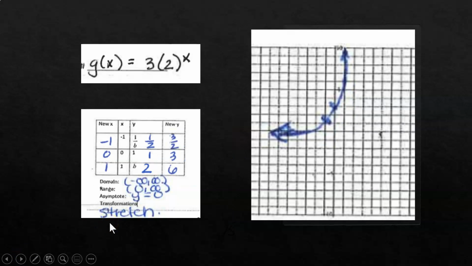So for this one, your new x is -1, 0, 1. Actually didn't change because there's no h. And then your new y is 3/2, 3, and 6. Your domain is -infinity, infinity. Your range is 0, infinity. Your asymptote is y equals 0 because there's no k, and this is a stretch.